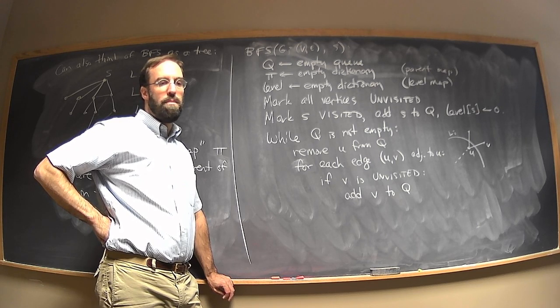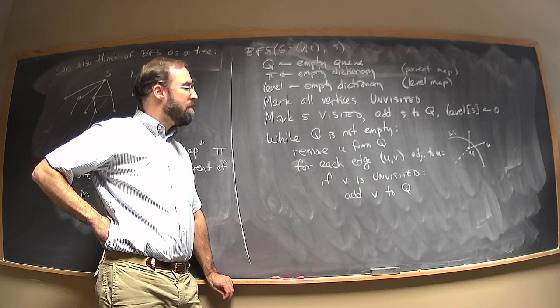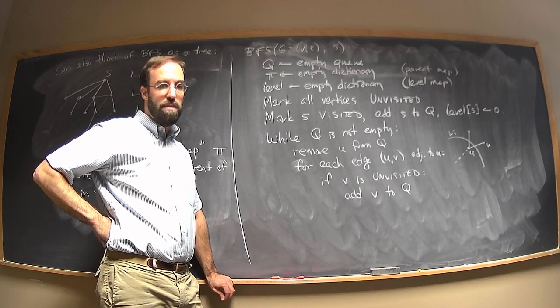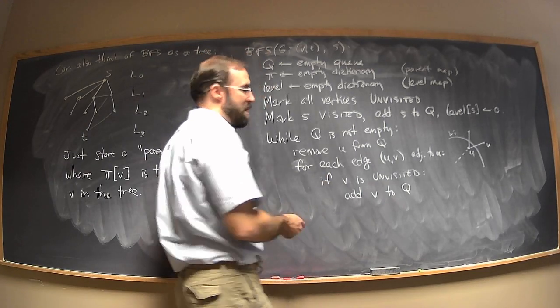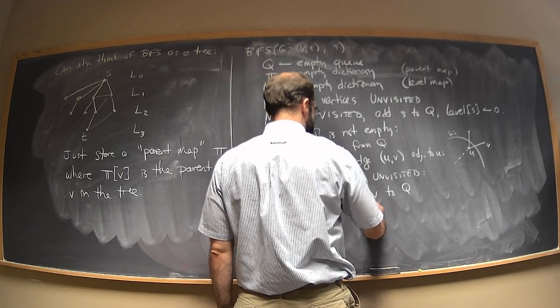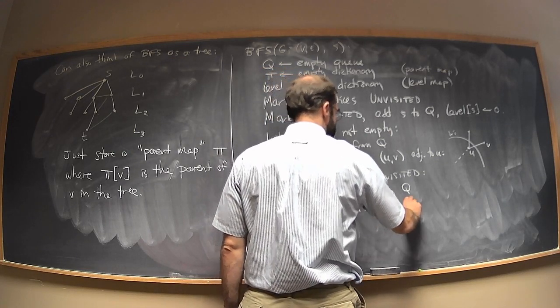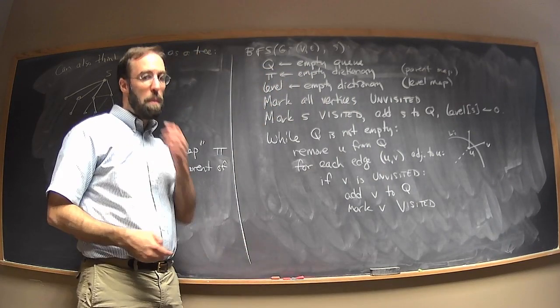Set the level and mark it as visited. Set the level, right. And you said mark it as visited? Yeah, good. So definitely we should mark it as visited, because if we ever see it again, we don't want to process it again. So mark v visited. What should we set the level to?